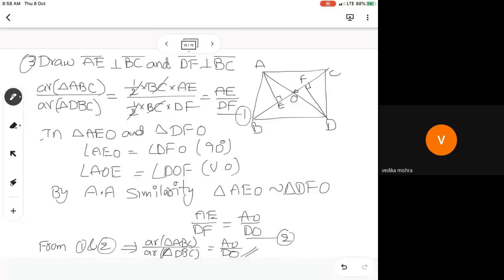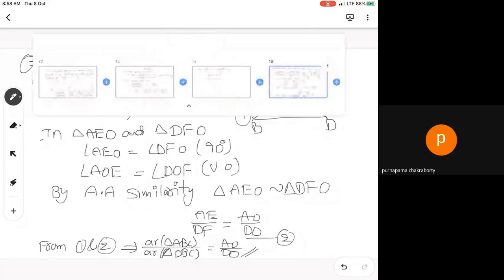Did you understand this problem? Yes, sir. So it is an important problem from the examination point of view also. So learn this one properly, and it will be helpful to you. Okay, so now coming to the next problem.